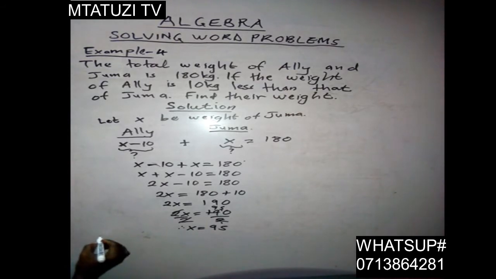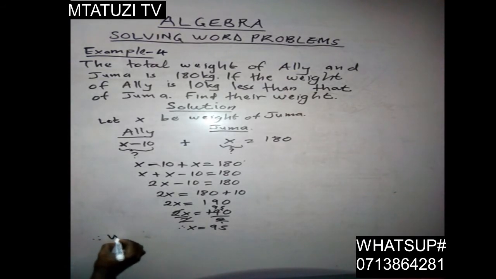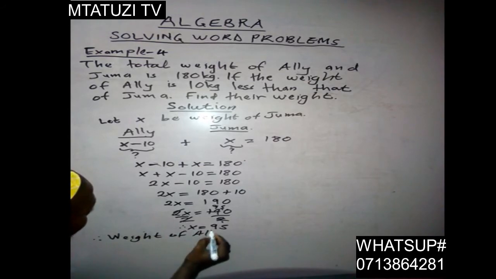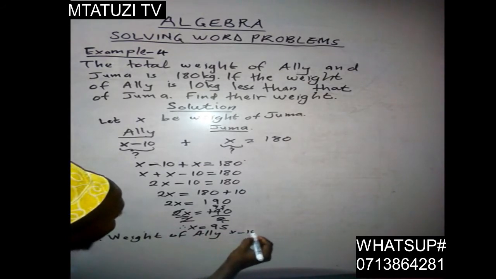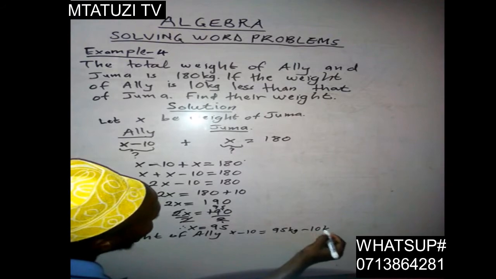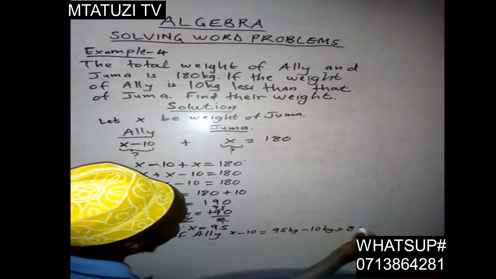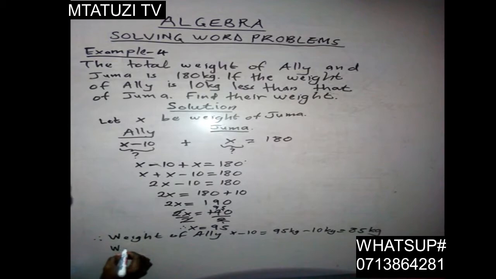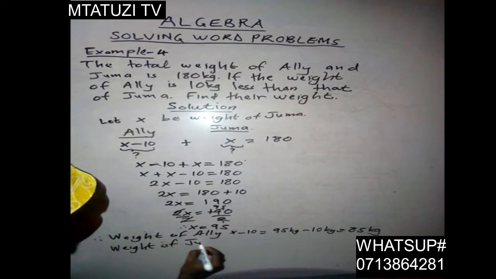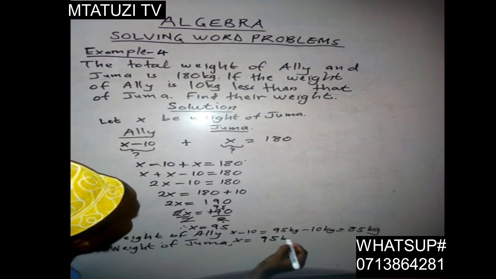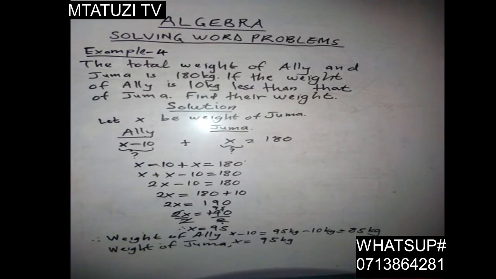Kwa hiyo therefore, hapa sasa tutapata hivi. Weight of Hari ambayo tumepewa hapo ni x minus 10, ambayo hapa sasa inakuwa ni 95 kilogram. Ukitoa 10 kilogram unapata ngapi? Hapo unapata 85 kilogram. Na weight of Juma ambaye ni x sasa ni ngapi yenyewe? 95 kilogram. Kwa hiyo ukijumlisha hapo lazima ikuletee 180.